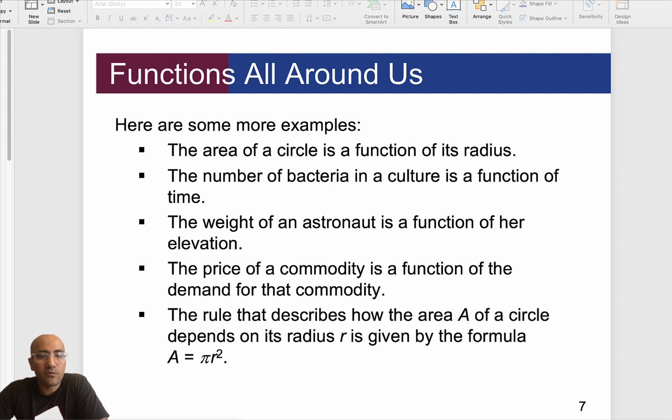Some other examples. The area of a circle is a function of its radius. The number of bacteria in a culture is a function of time. The weight of an astronaut is a function of her elevation. The price of a commodity is a function of the demand for the commodity. The rule that describes how the area of a circle depends on the radius r is given by the formula area equals pi r squared.